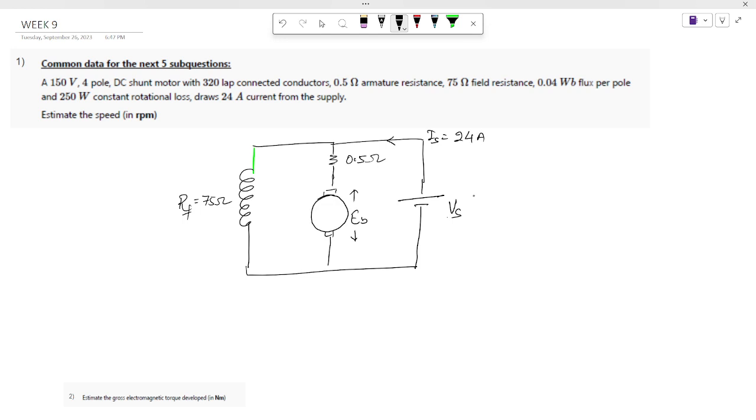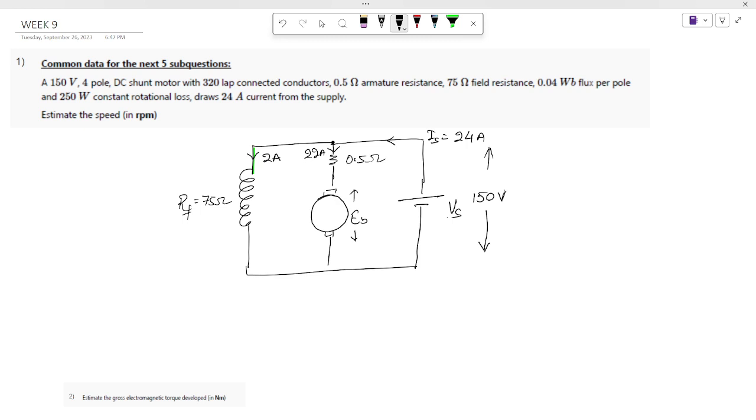Now since Vs is 150 volt, what will be the current flowing in the field winding? 2 ampere. Clear, 2 ampere. So what will be the amount of current going through the armature? Apply KCL at this point. 22 ampere, very good.